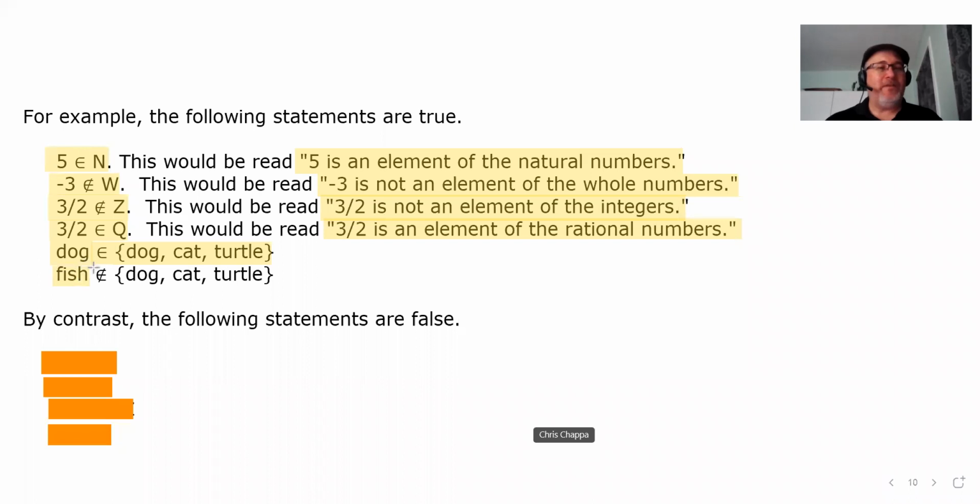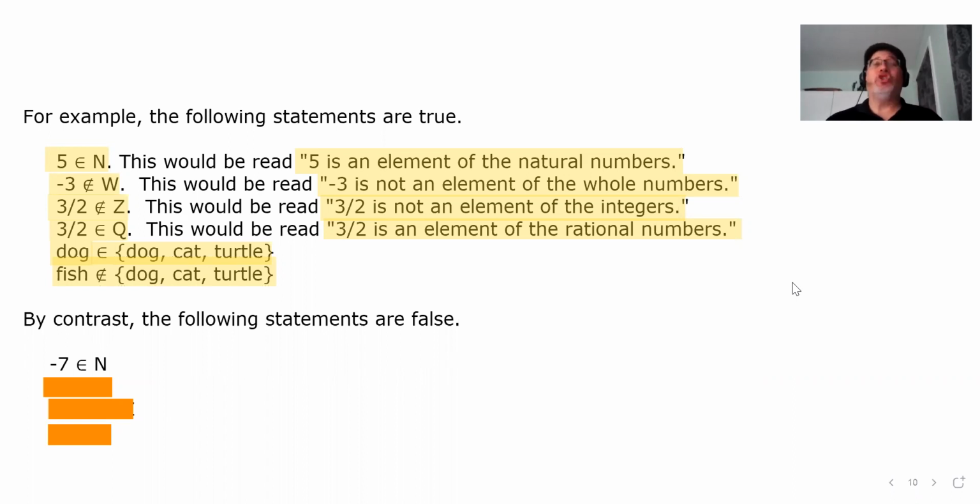By contrast, fish is not an element of the set containing dog, cat, and turtle. So all of those are true statements. Now, by contrast, you can write statements that are false. For example, the statement -7 is an element of the natural numbers is false.